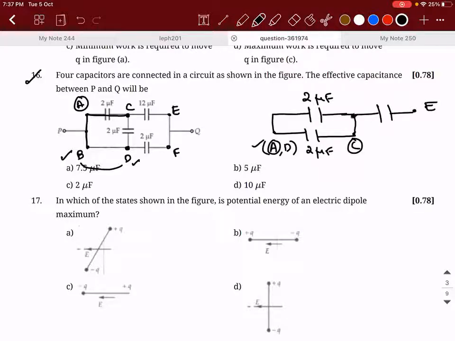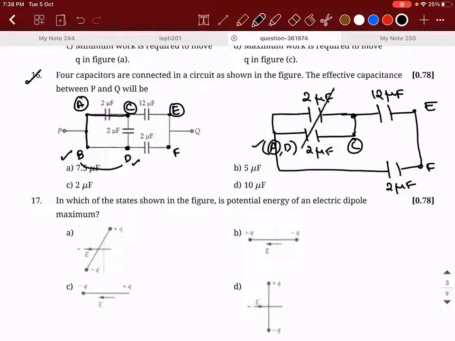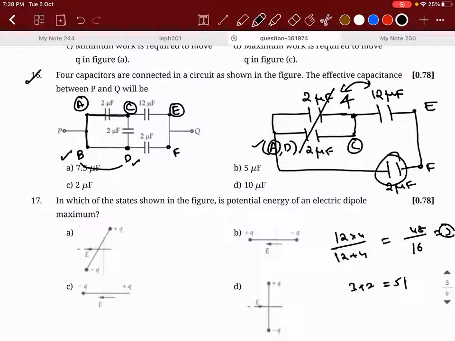So from C to E, there is a 12 microfarad capacitor. And from D to F, there is another 2 microfarad capacitor. Now, can you guys solve this problem? Now tell me what I'm supposed to do. This 2 and 2 are in parallel, so it will become 4. This 4 and 12 are in series. 12 into 4 divided by 12 plus 4, 48 divided by 16, it is going to be 3. That 3 and 2 are in parallel, 3 plus 2, 5.